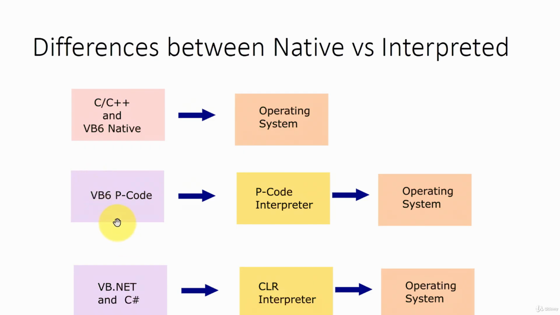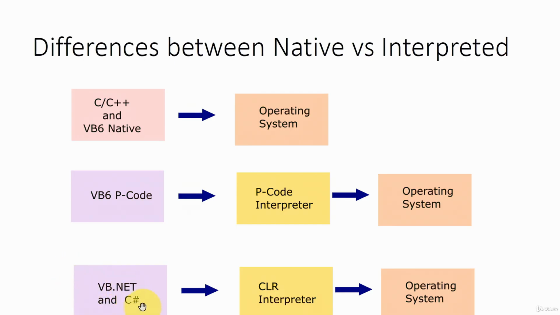Differences between native versus interpreted. On this diagram here, we will see that C, C++, and VB6, when executed, are directly executed by the operating system. These are all exe files, also known as portable executable files. And for VB6 P code, we need to go through another extra step. That means we have the P code interpreter to interpret the P code before it can be executed by the operating system.